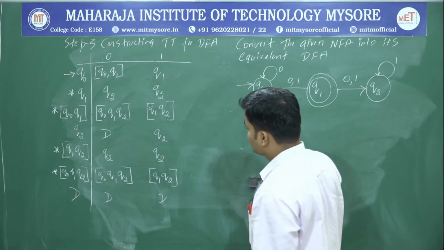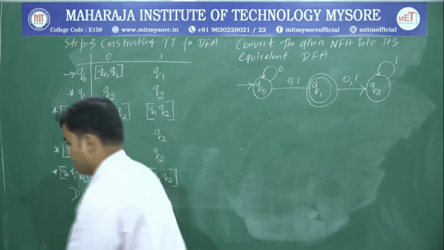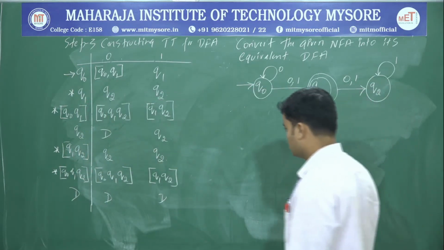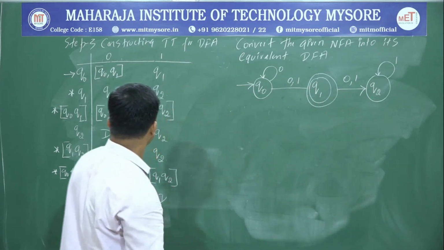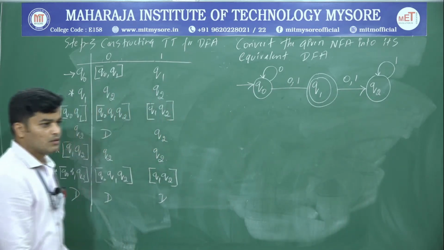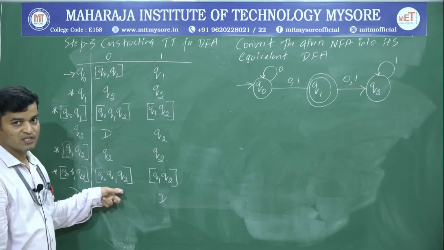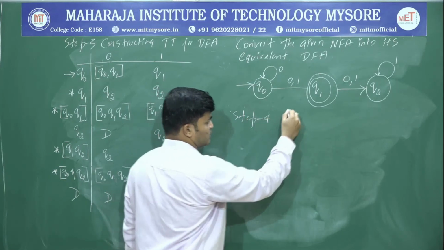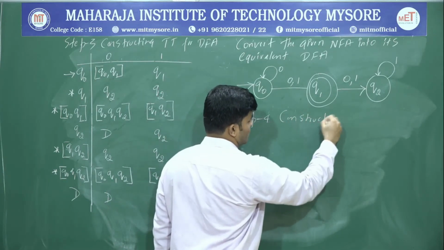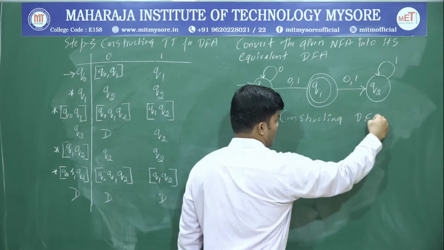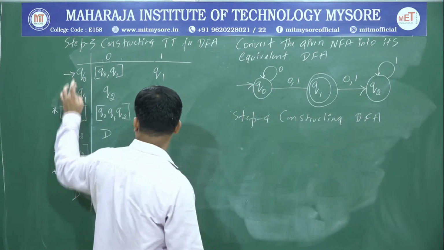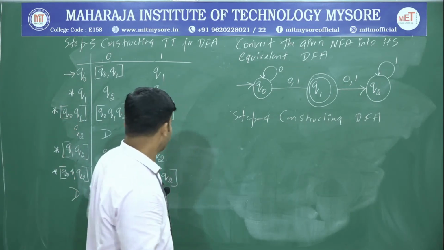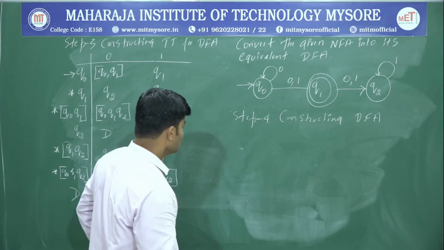In the final step we are supposed to construct the DFA for this transition table. Step number 4, constructing the DFA. So how many states? 1, 2, 3, 4, 5, 6. If you want, you can include a dead state or you can skip that one.